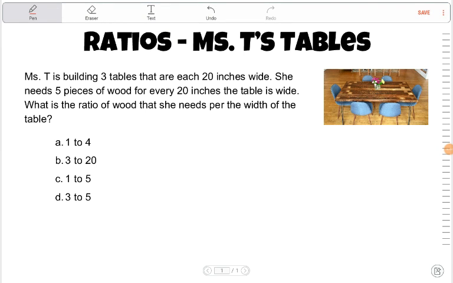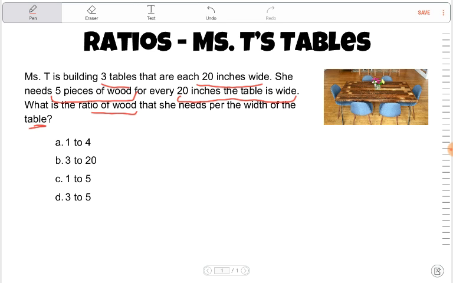In this video, we are looking at ratios, talking about some tables. And this one's specifically on ratio language. So Miss T is building 3 tables that are each 20 inches wide. She needs 5 pieces of wood for every 20 inches the table is wide. And the question says, what is the ratio of wood that she needs per the width of the table?